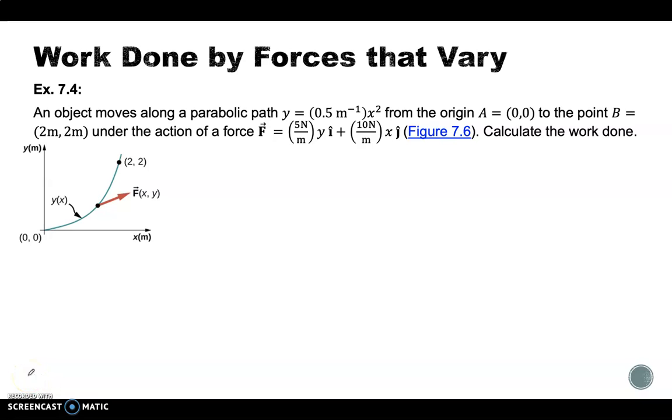All right, let's go ahead and get started with this example 7.4. So we have this object that is moving along a parabolic path, and it has some kind of force acting on it, and we want to find the work done by this force. Okay, so the first thing we want to do is write out our path here.